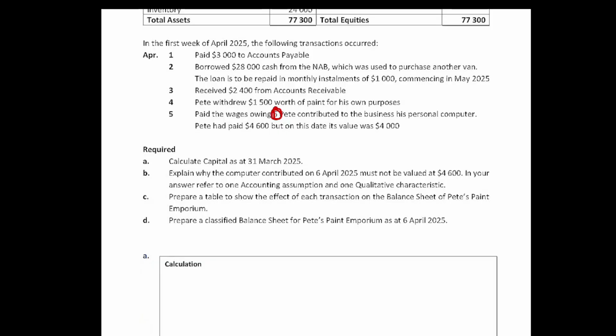Take down. Why is it the accounting entity assumption? Because owner and business are two separate entities. For the owner it was 4,600, but for the business, by the time it was contributed to the business, it was 4,000. Because they are two separate entities, it is 4,000.